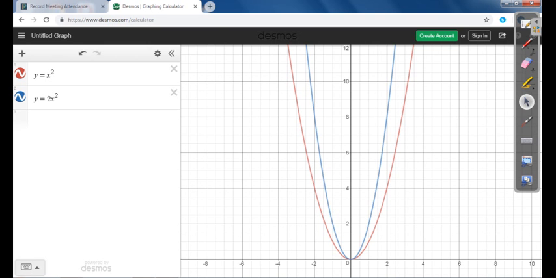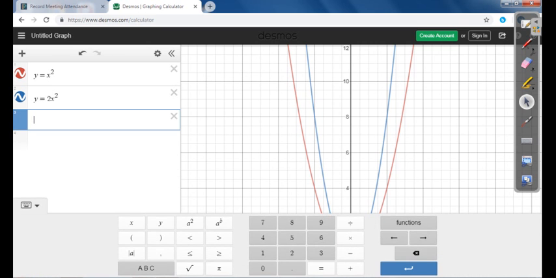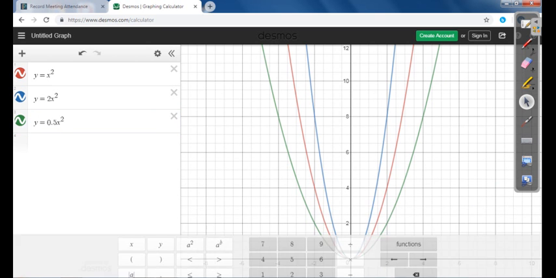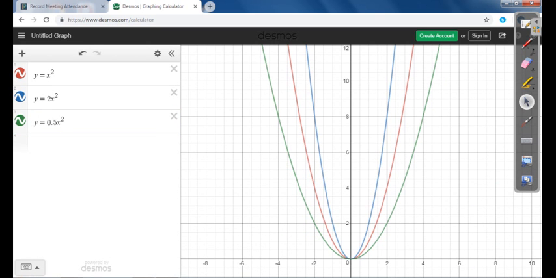Yes? Yes. Good. Now let's look at y equals 0.5x squared. Compare the green one to the red one. We always compare to the red one. So compare the green one to the red one. What can you tell me? It's wider. Still opens up? Still 0, 0? Good.